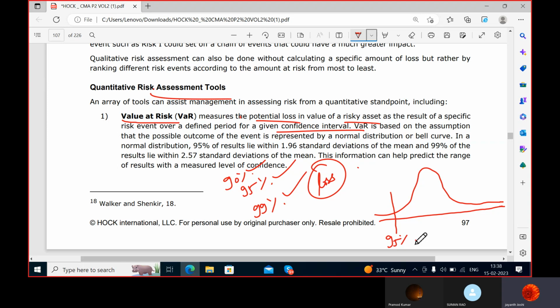In a normal distribution, they mentioned here that 95% of the results lie within 1.96 standard deviations of the mean. So let's say this is the mean. 1.96 standard deviations of the mean is nothing but from here to 1.96 standard deviations away from the mean. So the 95% confidence interval is 1.96 standard deviations away from the mean. Did you understand what I mean?